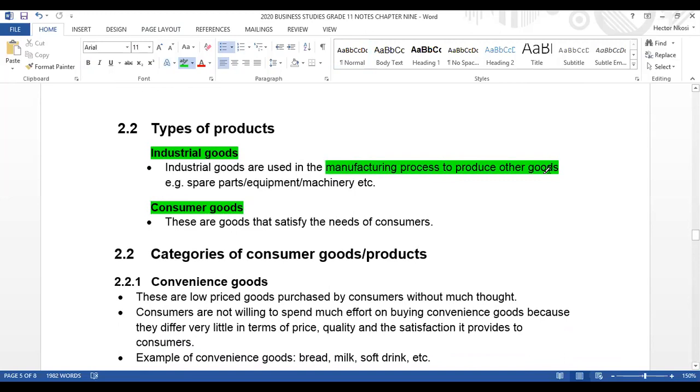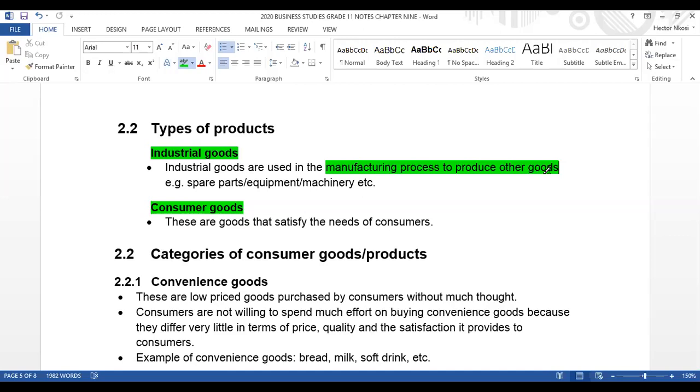Like your cutter, your machine, your conveyor belt. In a factory, the majority of factories use conveyor belts to produce certain products. All these big machines, your equipment. If you are in a bakery, you'll need what? You'll need your stove in order to produce other products. A stove on its own is a product, but it will be classified as an industrial product, right? It won't be classified as a consumer product, right? So it's just those things, guys. It is very important for you to understand and know what is happening, right?